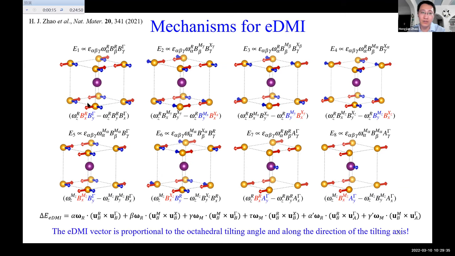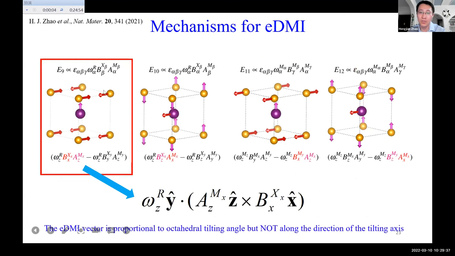And there are also four additional couplings characterizing the non-collinear dipole patterns. So all the 12 couplings can be written in a mixed product form. It means the electric DMI indeed exists. It is very similar to what happens in the magnetic case, because the formula characterizing the electric DMI is identical to that characterizing the magnetic DMI in mathematical form.